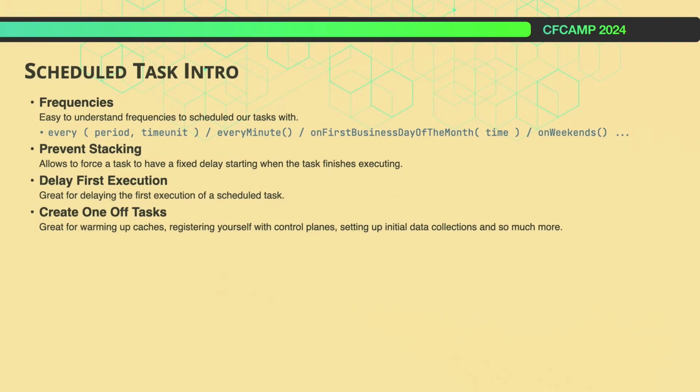Maybe this is not scheduling. This is just, hey, when my server starts, when my application starts, I want you to warm up my cache. I want you to go execute these things, put everything into the cache. We've used it to register with control planes. These are all our mini clusters. They talk back to a central location. That's all done through a task. Initial data collections, you name it. You can do that.